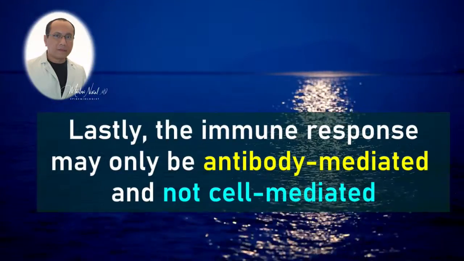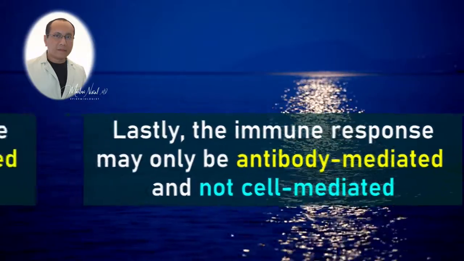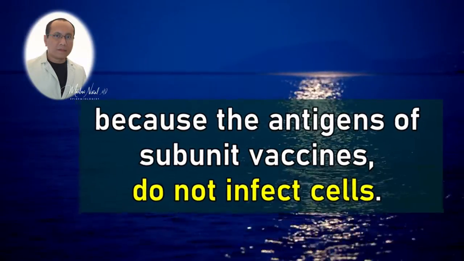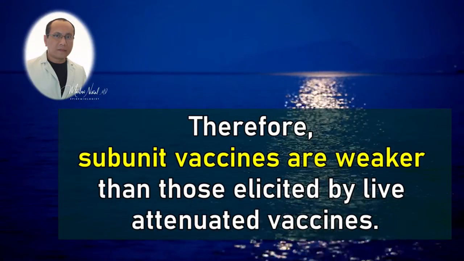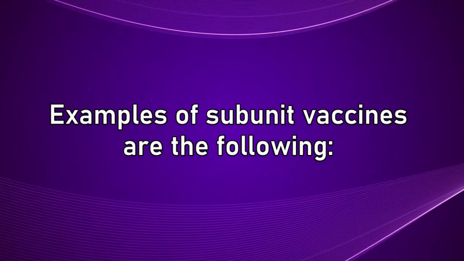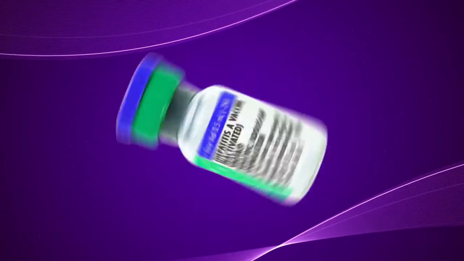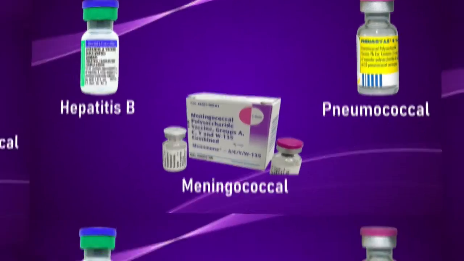Lastly, the immune response may only be antibody-mediated and not cell-mediated, because the antigens of subunit vaccines do not infect cells. Therefore, the responses are weaker than those elicited by live attenuated vaccines. Examples of subunit vaccines are the following: hepatitis B vaccine, pneumococcal polysaccharide vaccine, and meningococcal vaccine.